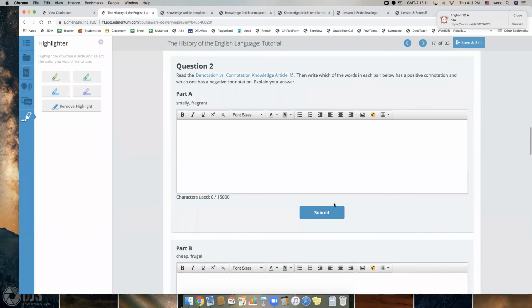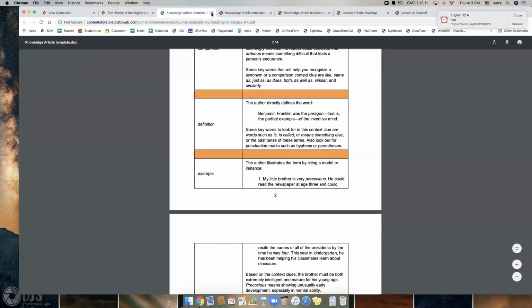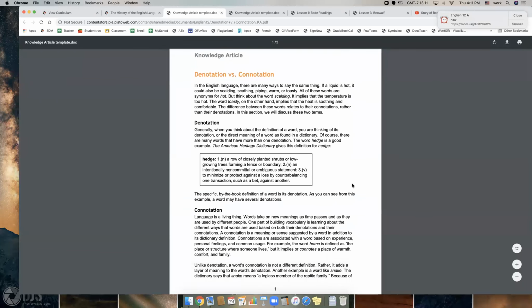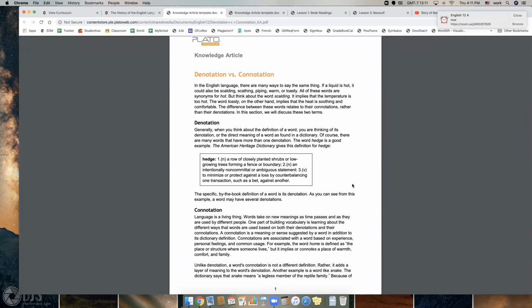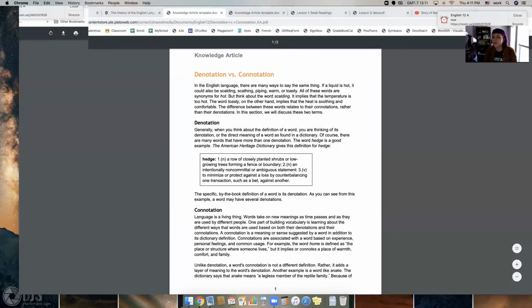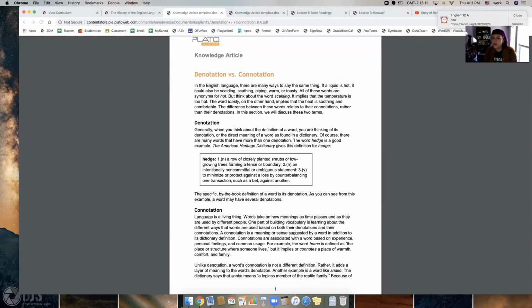All right, so moving on from context clues, we have connotation and denotation. Let me close that one. Connotation and denotation is basically how words are more than words. A connotation is like this floating aura meaning of a word, whereas denotation is the dictionary definition of the word.